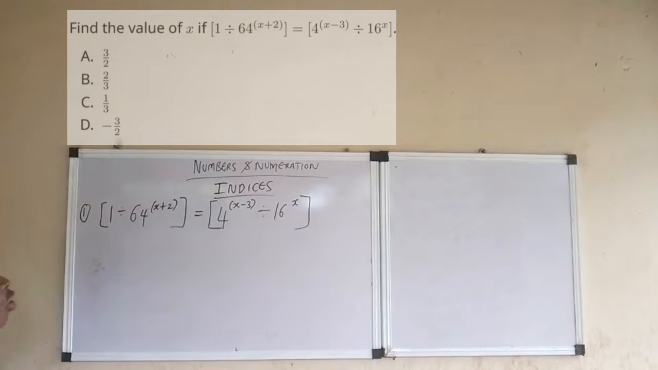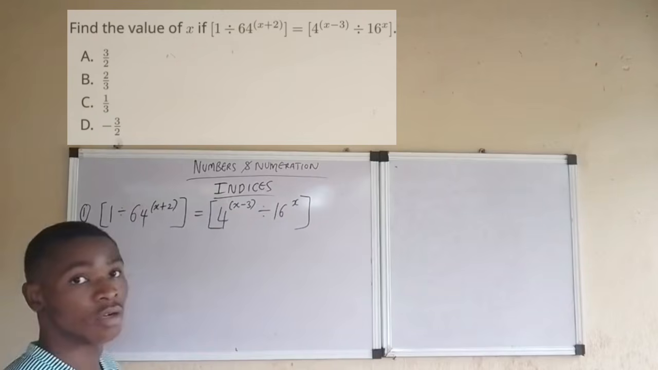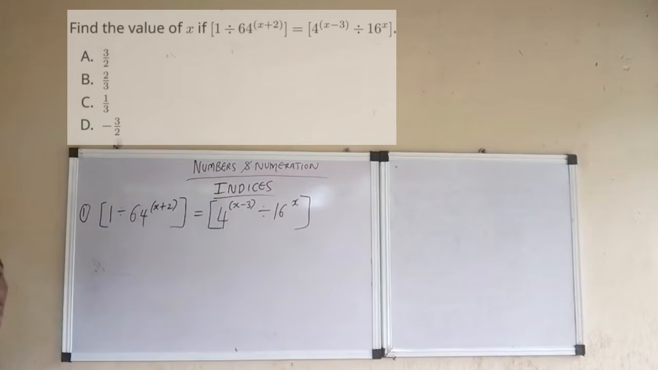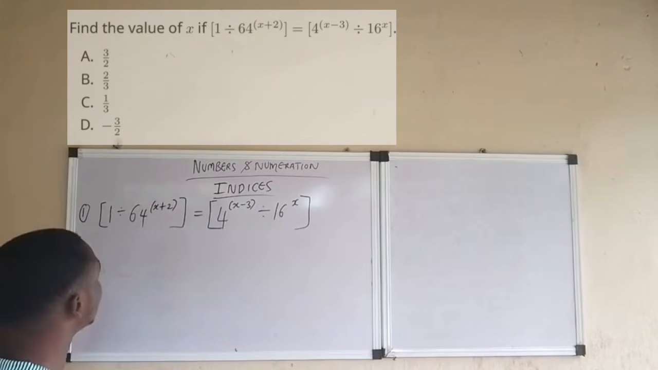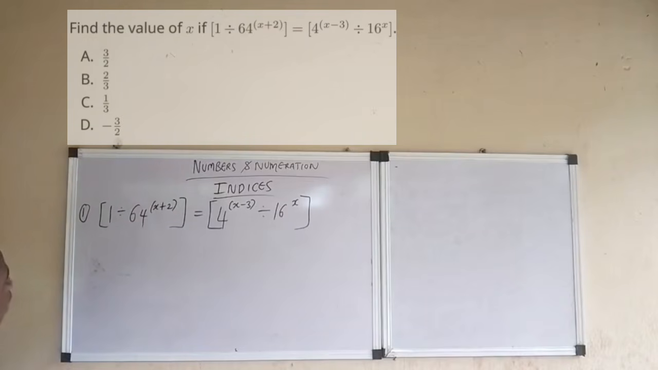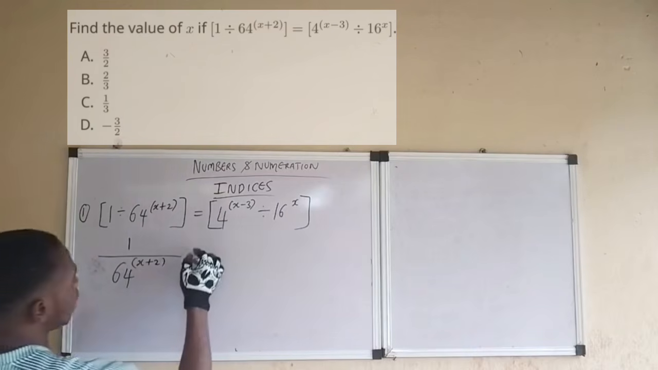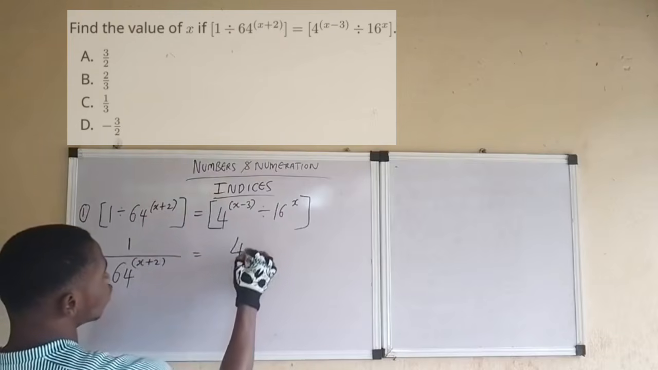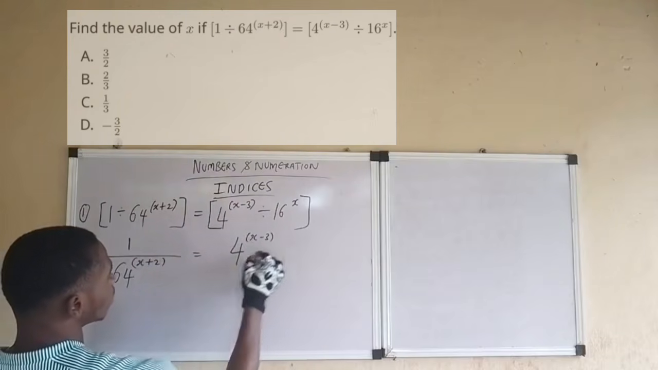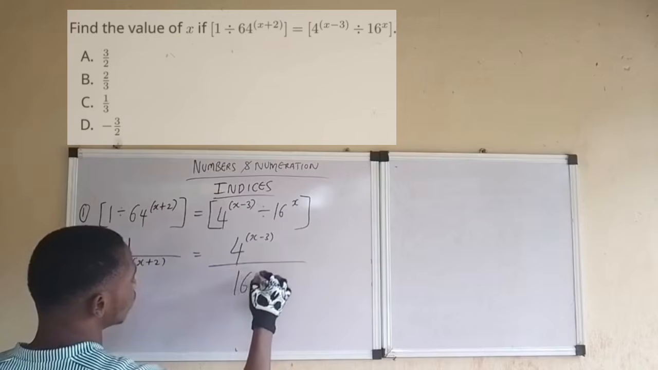Now, one of the things you have to do when it comes to indices questions is to make sure that the base of the terms is the same. Do you understand? Try to make sure that the base of the terms is the same. Now, let's rewrite this. We're having 1 divided by 64 raised to power x plus 2, and then this is equal to 4 raised to power x minus 3 over 16 raised to power x.